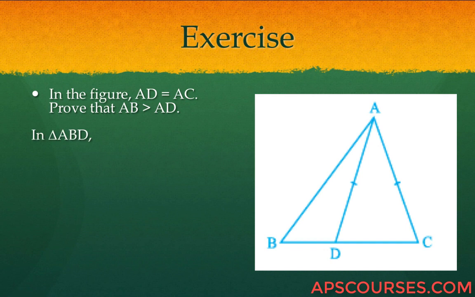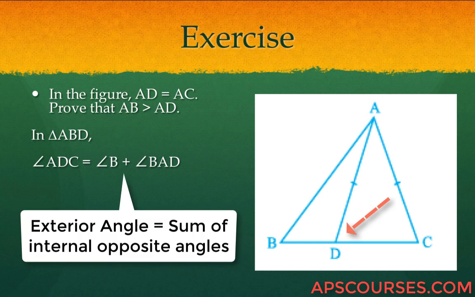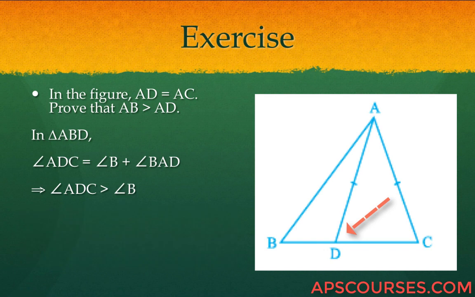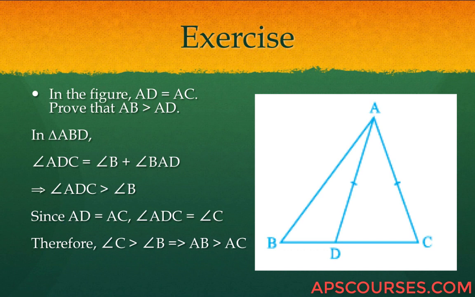Now let's start off. In triangle ABD, angle ADC is equal to angle B plus angle BAD. Why is that? Because the exterior angle is equal to the sum of the internal opposite angles, and therefore angle ADC is greater than angle B. And since AD is equal to AC, angle ADC would be equal to angle C, because this is an isosceles triangle, and therefore angle C would be greater than angle B.